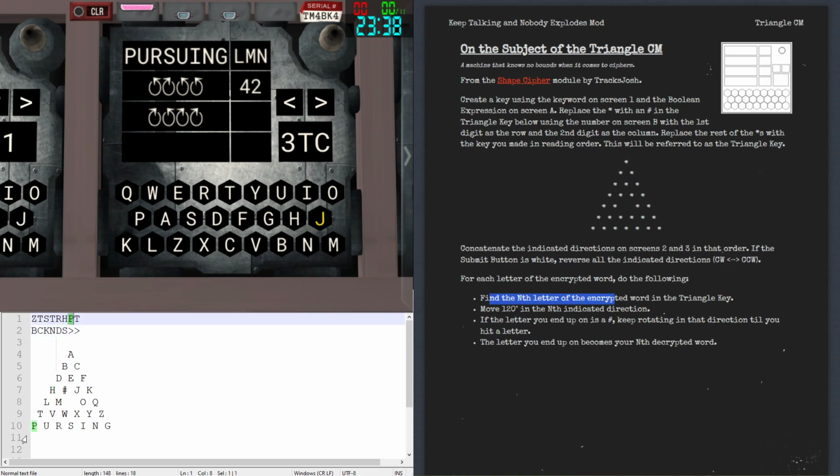Then P is over here. We need to go clockwise, which is going to turn into an A. And then finally, Tango is also going to go clockwise, which is going to turn into a Charlie.